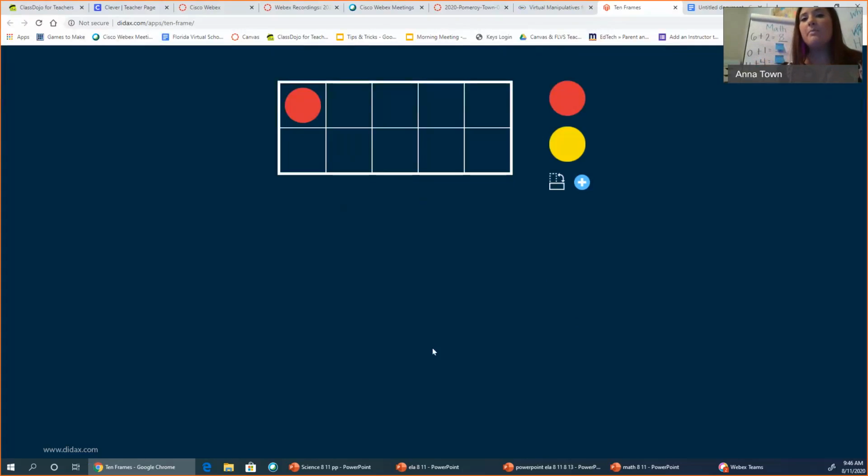Something to know with math, if you are adding 0 to a number, the number is not going to change. So if it was 0 plus 10, the sum would be 10 because we are not changing. There's nothing being added to that number.